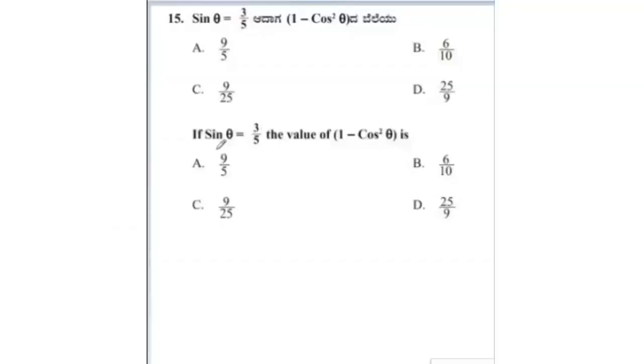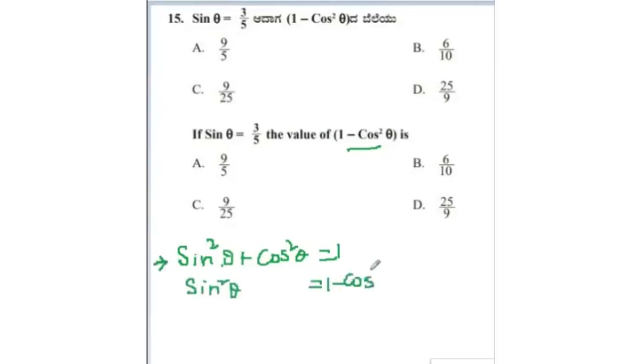Moving on to the 15th question: if sin theta is equal to 3 by 5, then find the value of 1 minus cos square theta. We all know that based on the first identity, sin square theta plus cos square theta is equal to 1. This is the basic identity. So sin square theta is equal to 1 minus cos square theta, or 1 minus cos square theta is equal to sin square theta.